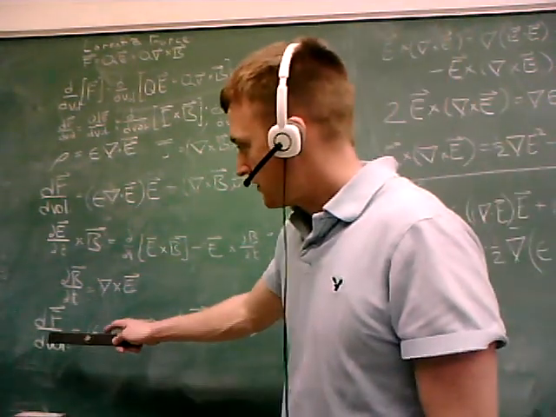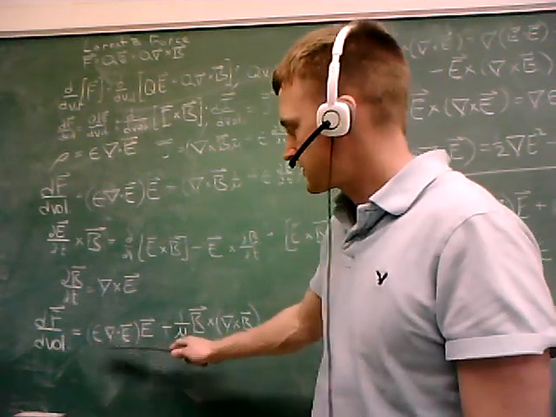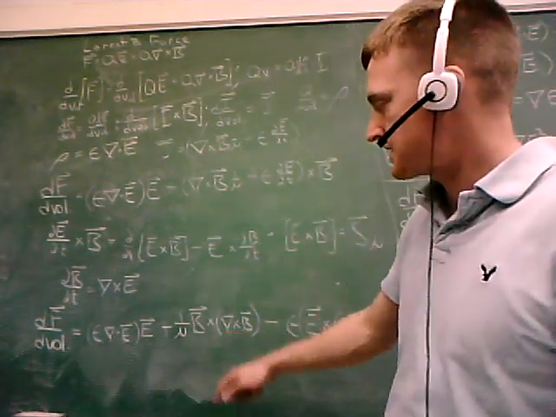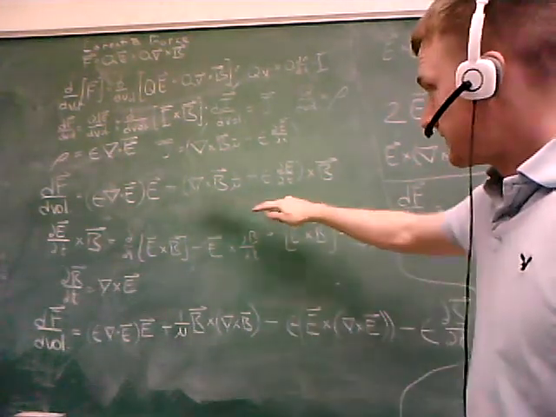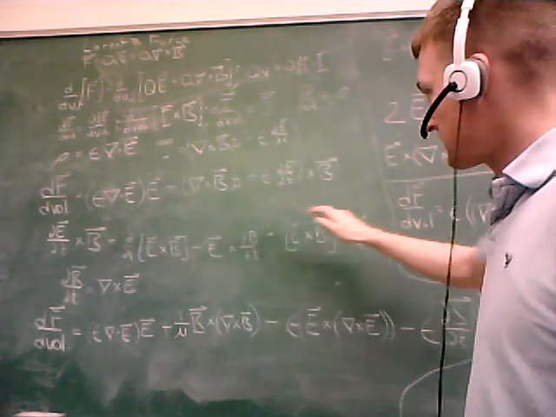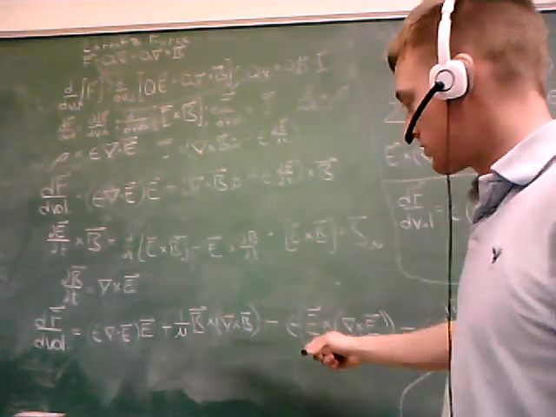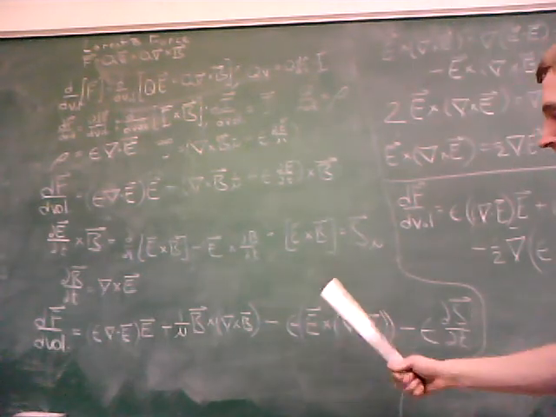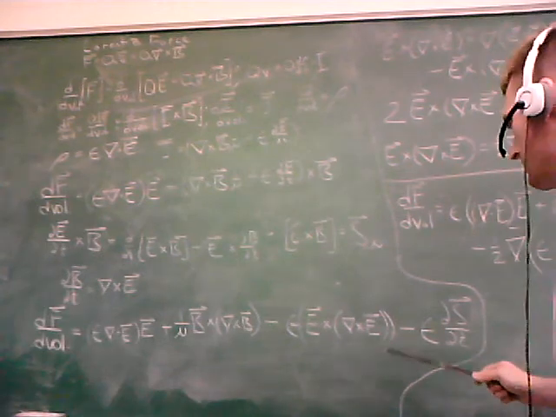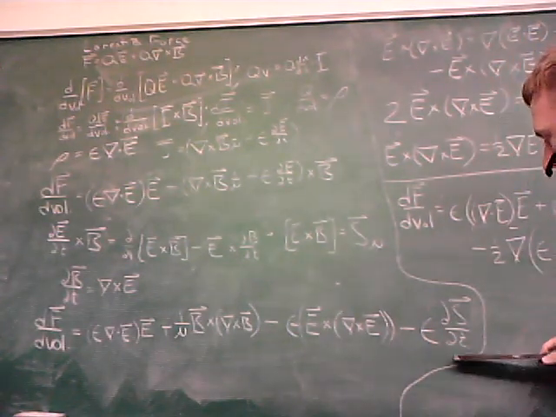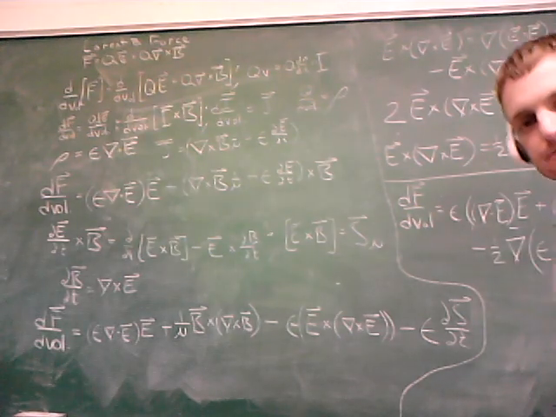Now we have force density equals Gauss's law replacement, divergence of E times E, plus magnetic field. We never changed this one. We kept it how it was, a curl of B cross with B. So we have B cross the curl of B minus E cross curl of E minus the changing Poynting vector.